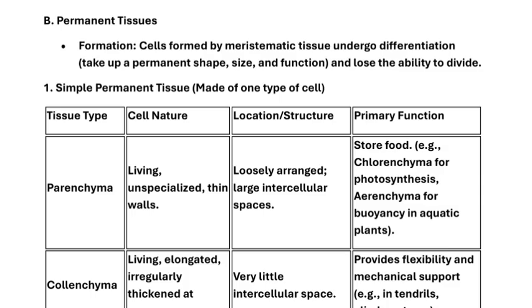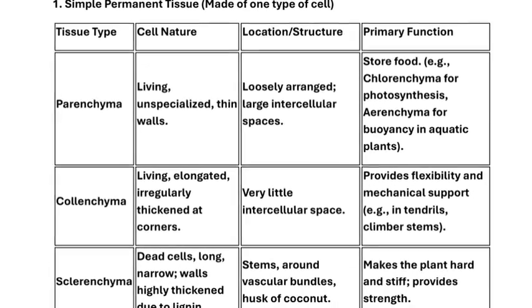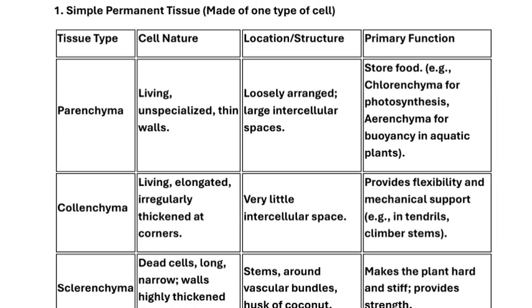1. Simple permanent tissue, made of one type of cell. Tissue type, cell nature, location/structure: parenchyma is living, loosely arranged, unspecialized, with thin walls and large intercellular spaces. Primary function: store food. Examples: chlorenchyma for photosynthesis, aerenchyma for buoyancy in aquatic plants.